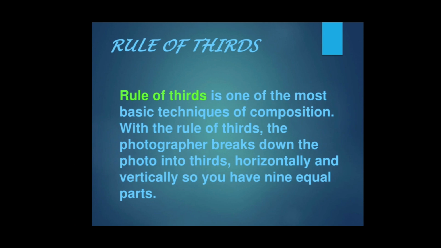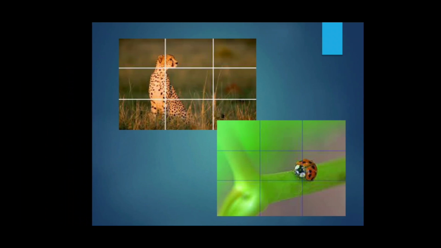We already talked about the rule of thirds. Rule of thirds is one of the most basic techniques of composition. With the rule of thirds, the photographer breaks down the photo into thirds, horizontally and vertically, so you have 9 equal parts. Here are examples of rule of thirds photographs.